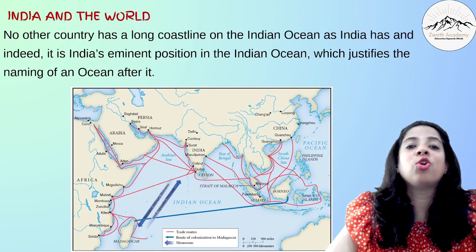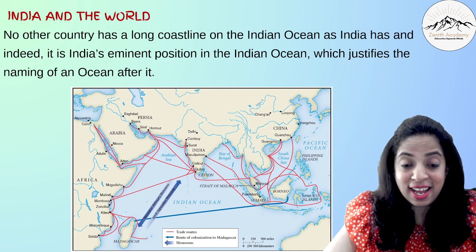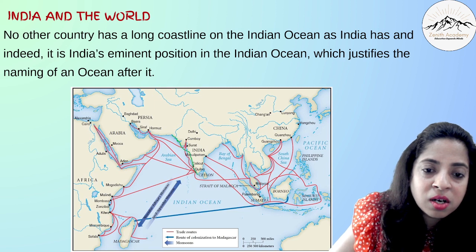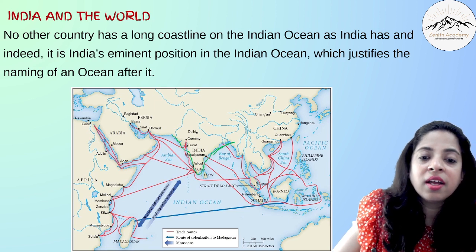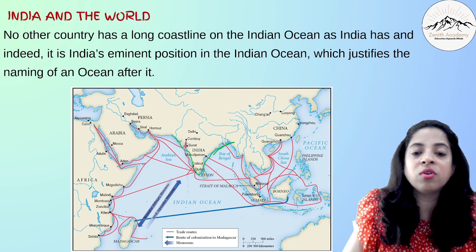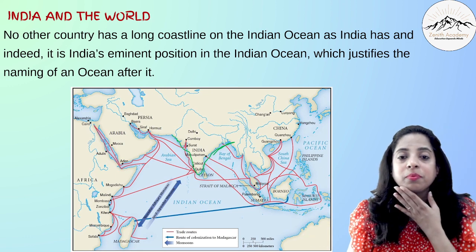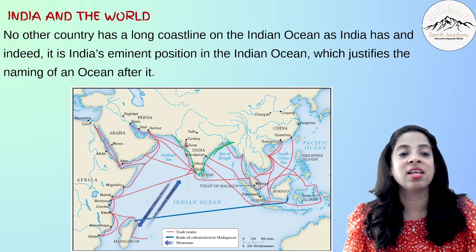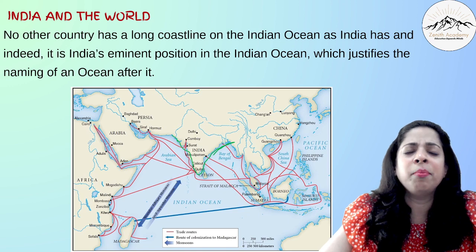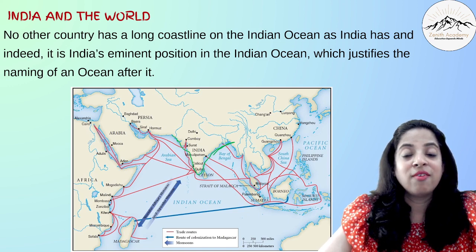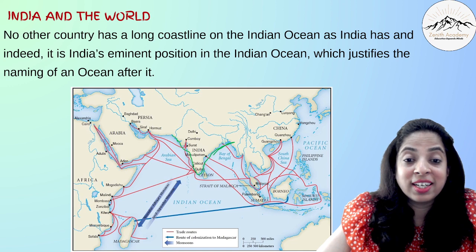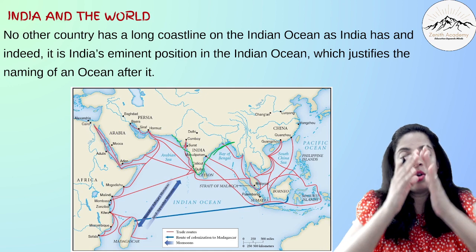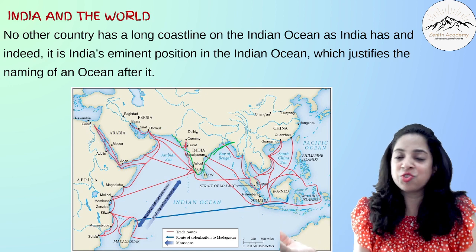No other country has a long coastline on the Indian Ocean as India has. You can see the coastline is so big in the Indian Ocean. It starts from here and goes till here, right? And here it has many islands as well, right? So no other country has a long coastline on the Indian Ocean as India has, and indeed it is India's eminent position in the Indian Ocean which justifies the naming of an ocean after it. Because of such a good position in the ocean, the whole ocean is named after India. So this justifies the naming.